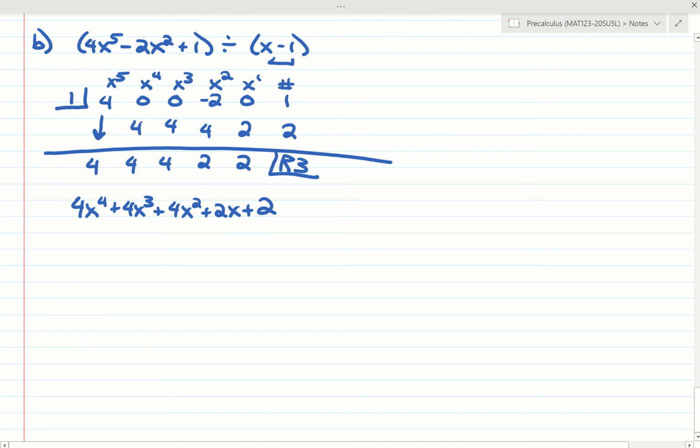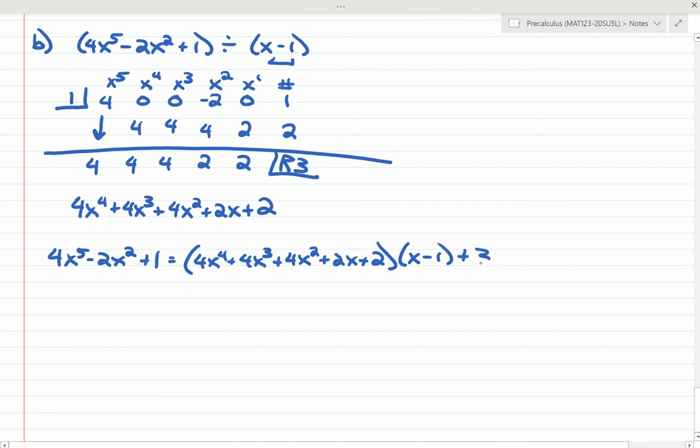So if we were going to write this in the form that we talked about in the beginning, we have our dividend is equal to our quotient times the divisor, plus the remainder. So this is also not a factor because the remainder isn't 0. The remainder is 3 here.